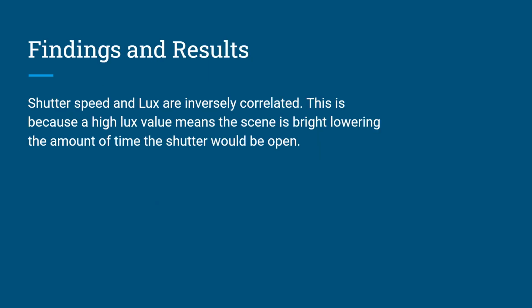Findings and results. Shutter speed and lux are inversely correlated. This is because a high lux value means that the scene is bright, lowering the amount of time the shutter would need to be open. So when a scene is dark, the shutter needs to be open for much longer, sometimes minutes at a time.